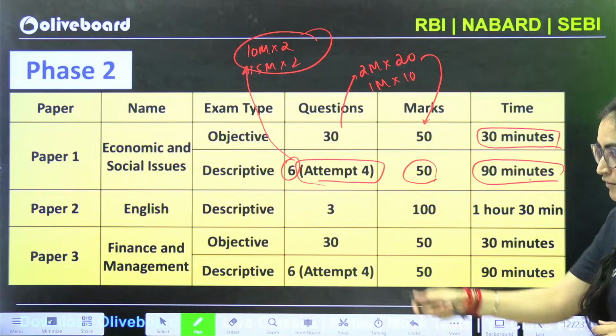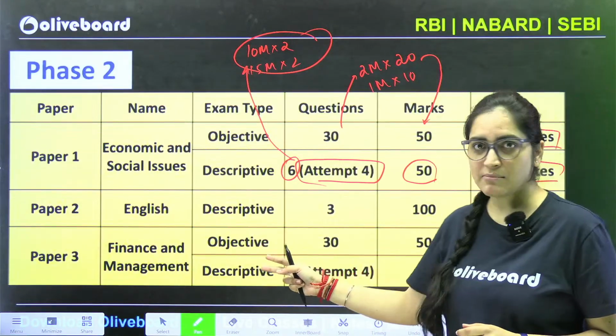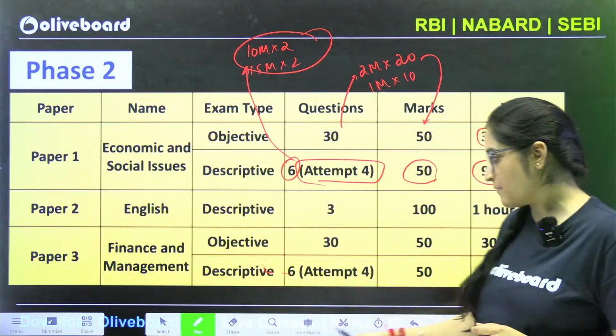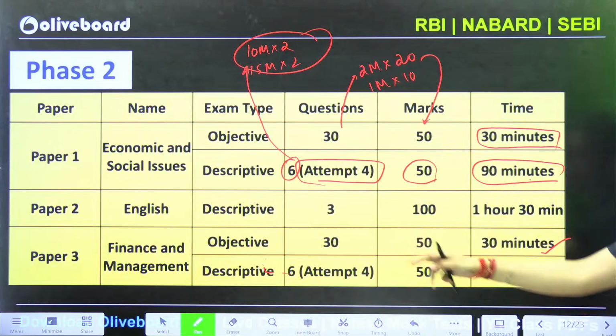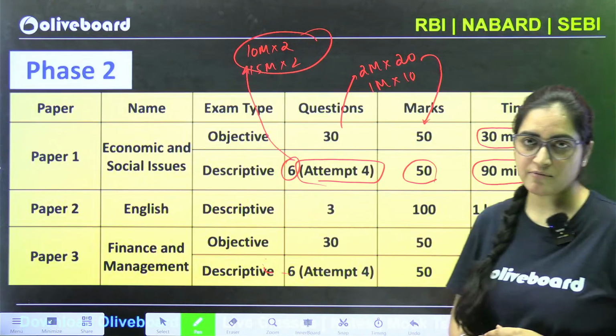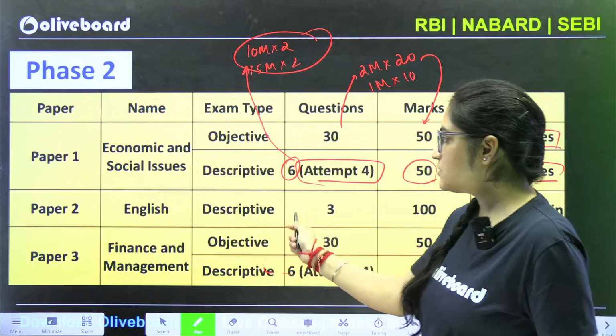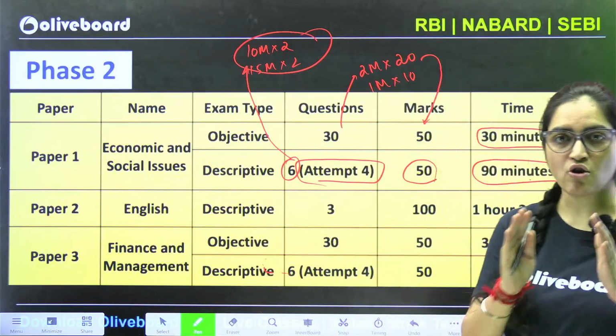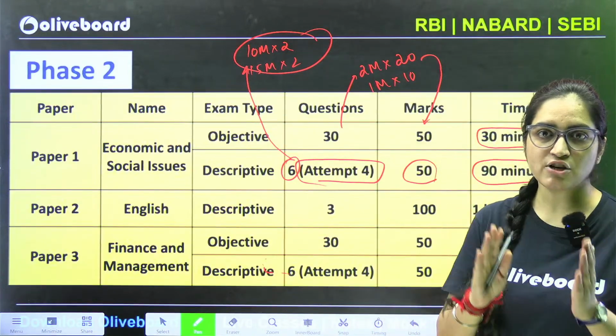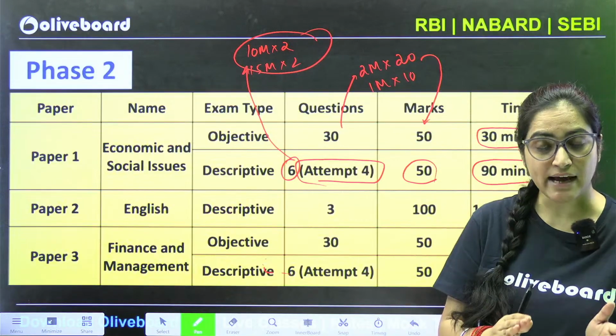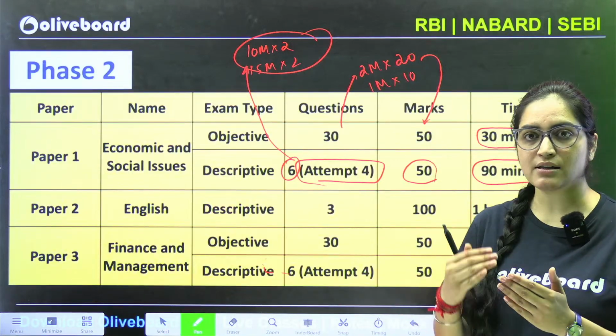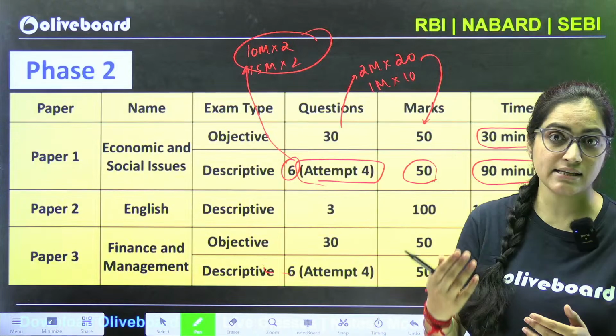Next, for finance there is a somewhat similar pattern. You will have an objective and a descriptive part, with 30 minutes for the objective and 90 minutes for the descriptive. Then paper 2 is your descriptive portion, where you will get a comprehension portion. The comprehension has to be solved, answers have to be typed, and apart from that there is essay writing as well.